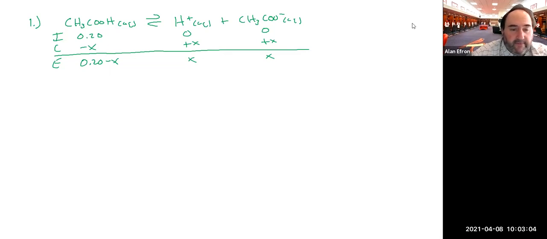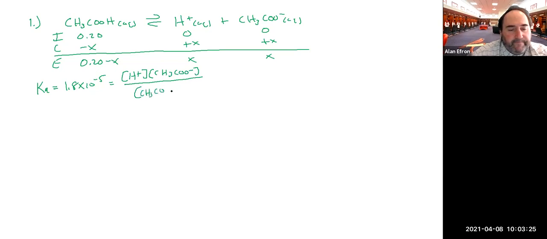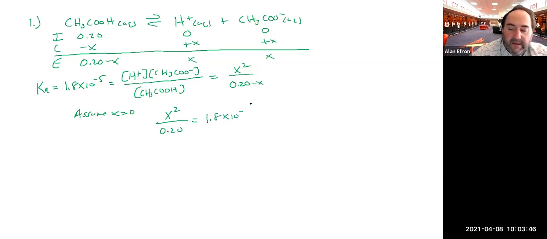Okay. So just like before, this goes into our Ka value, which they gave us, which is 1.8 times 10 to the minus 5. That would be our products over our reactants. Putting those in gives us x squared over 0.2 minus x. We've been doing good with the assumption, so we're going to assume that x is small compared to 0.2. That gives us x squared divided by 0.2 is equal to 1.8 times 10 to the minus 5. We multiply the 0.2 to the other side, and take the square root.